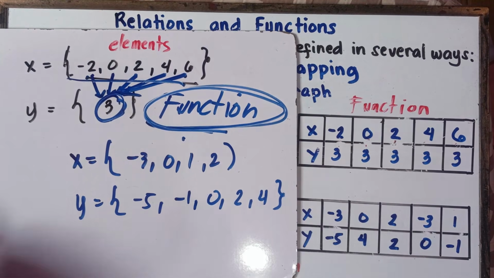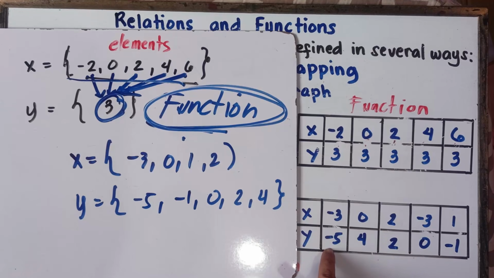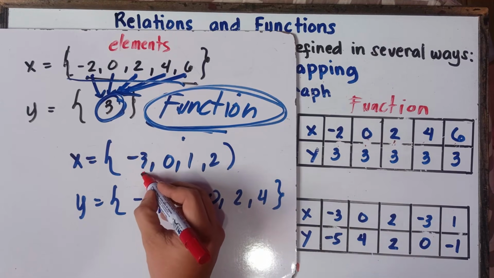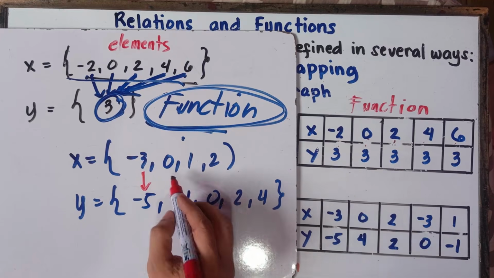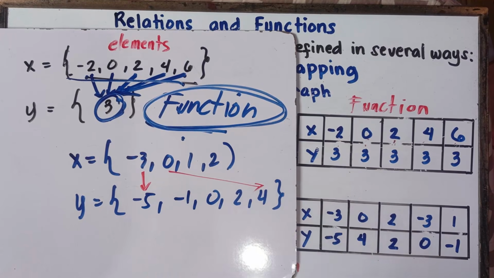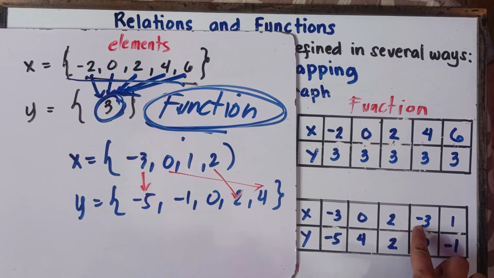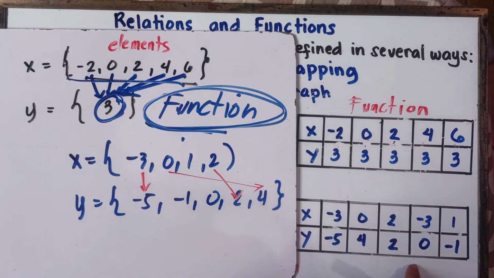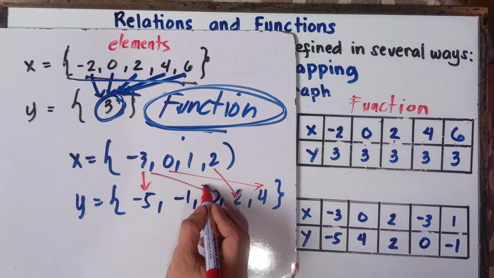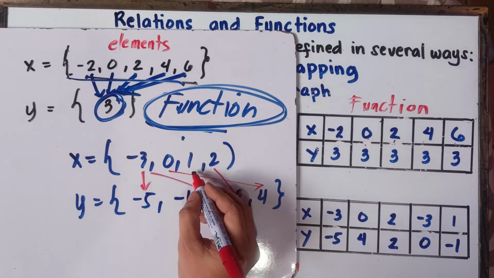Alright, so negative 3 corresponds to negative 5. 0 corresponds to positive 4. 2 corresponds to positive 2. Negative 3 corresponds to 0. And then 1 corresponds to negative 1.